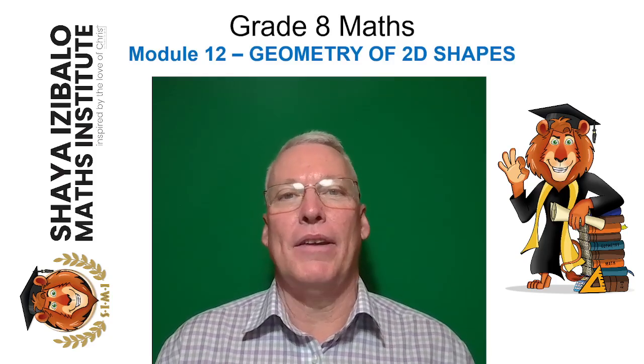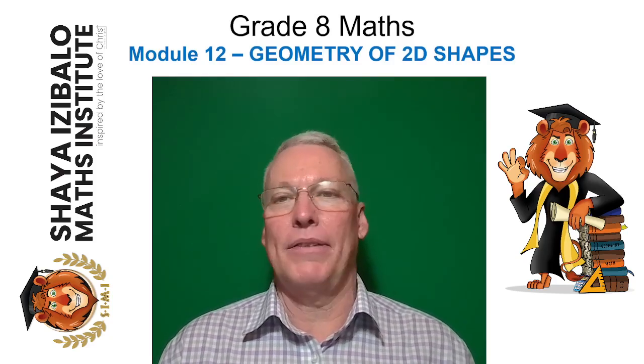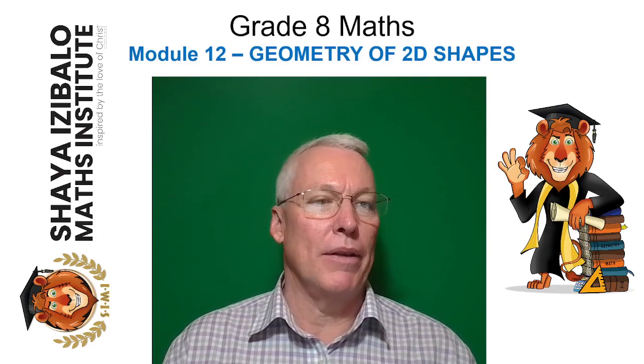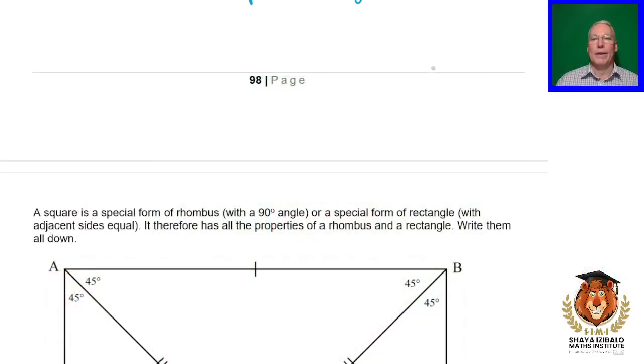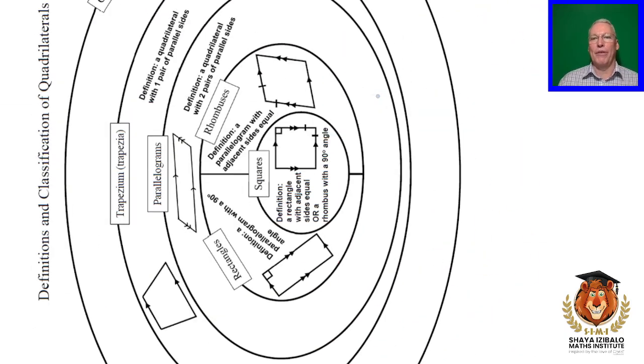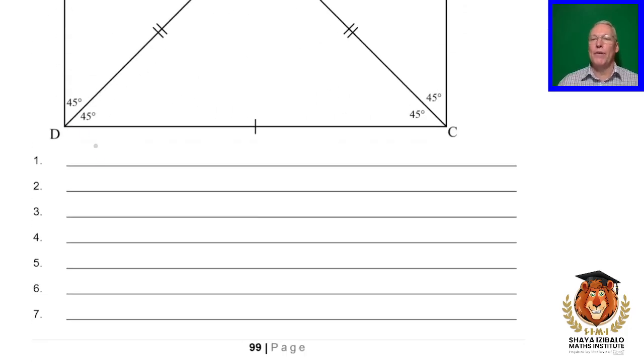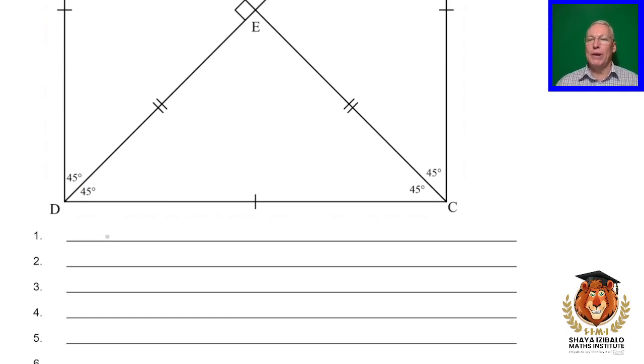So welcome back, and this time we are looking at the properties of a square. Now if we go back and remind ourselves, if we look at this diagram with the set, the square is right in the middle. The square has all the properties of all the other shapes. So let's write them down. Okay, the first thing is that a square has all sides equal.